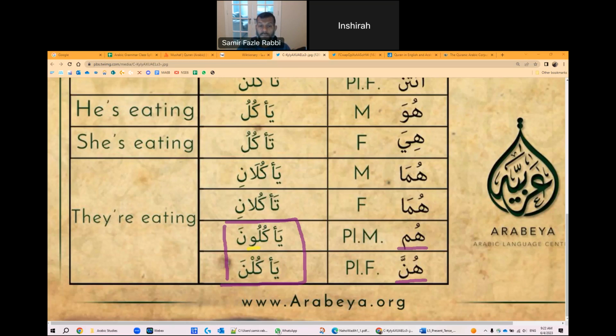So the plural male, is that like two or more males? Yakuluna. That's three or more. Yeah, three or more, yakulun. And then huma is two.